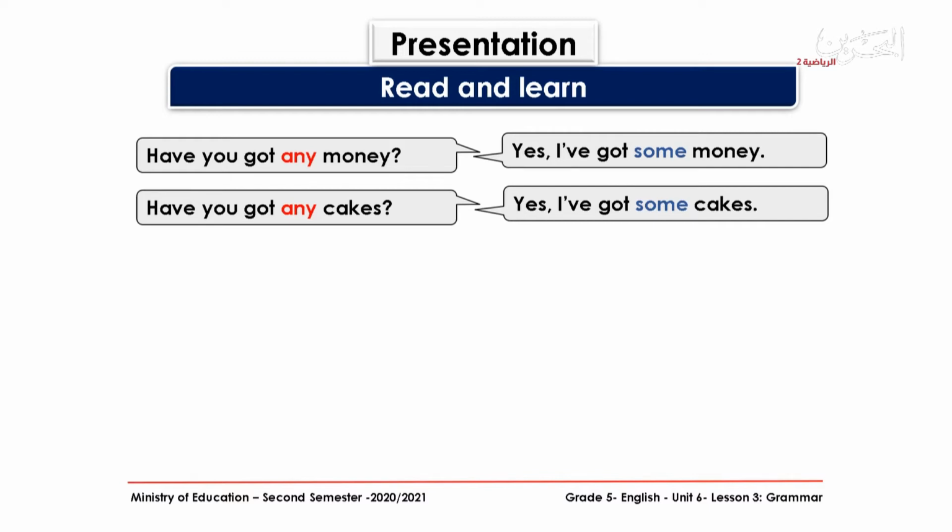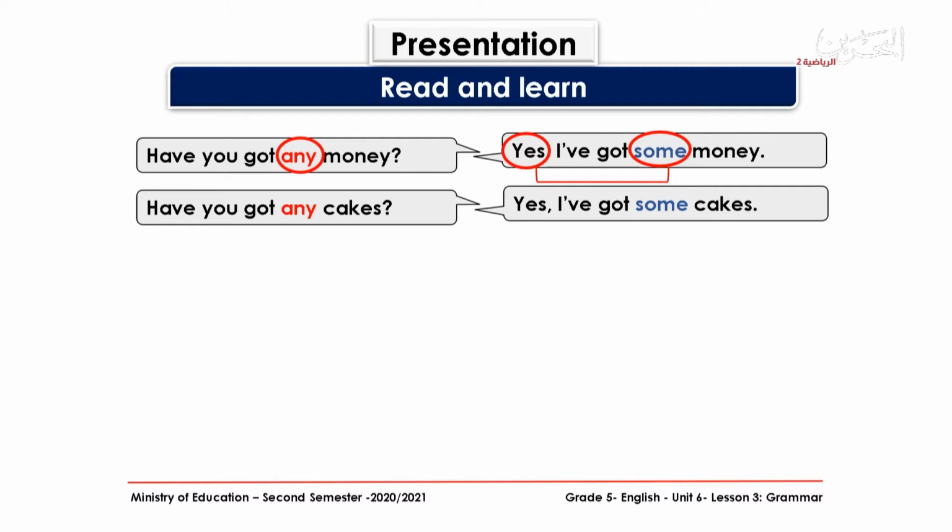You can notice here that we used any to ask questions about quantity. So we started with have you got, then we used any, then we put the object. And for the answer, if the answer is positive, we used yes, then we used some before the object. So yes, I've got some money.